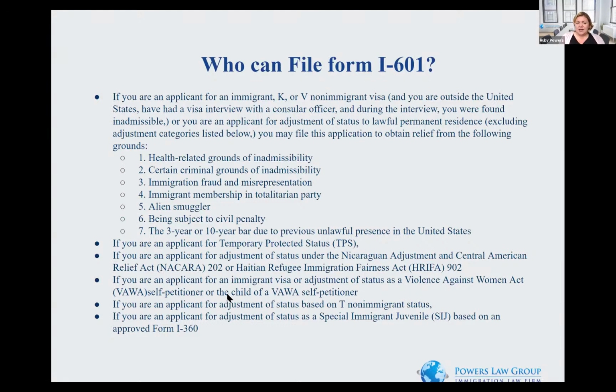And that has been interpreted very broadly over the last many years, but we continue to monitor that to see if they will continue to do so under this new administration.